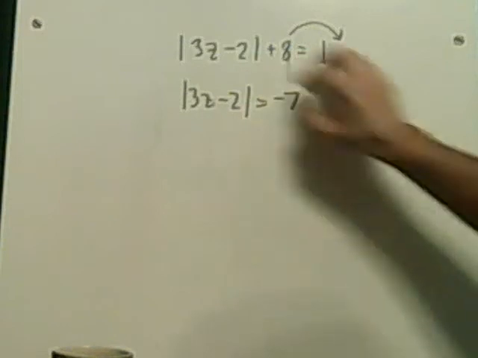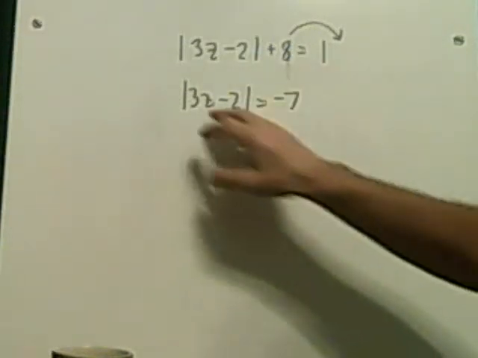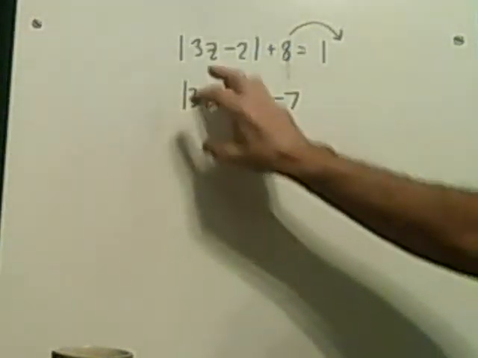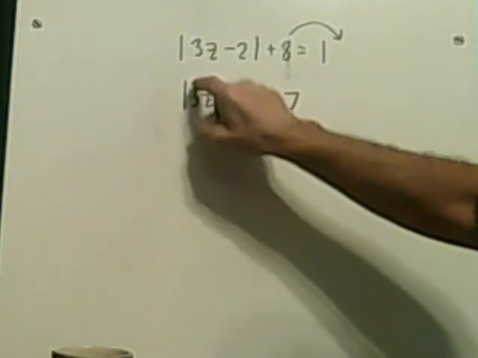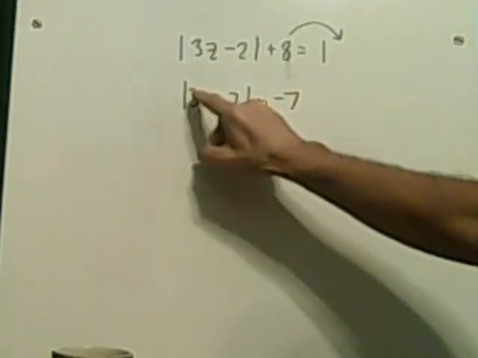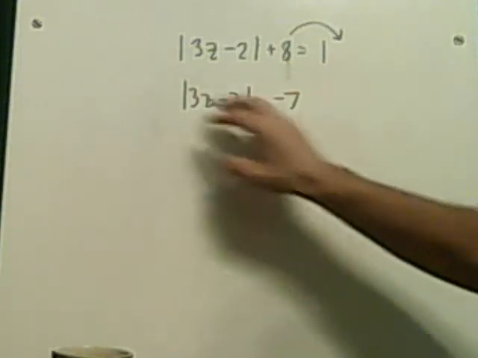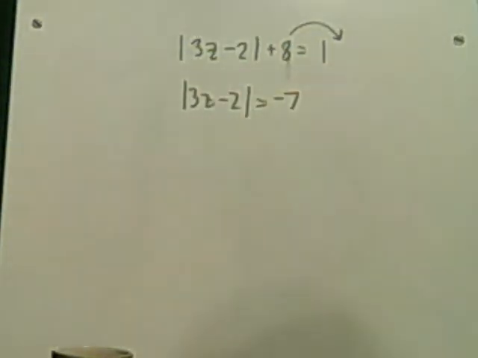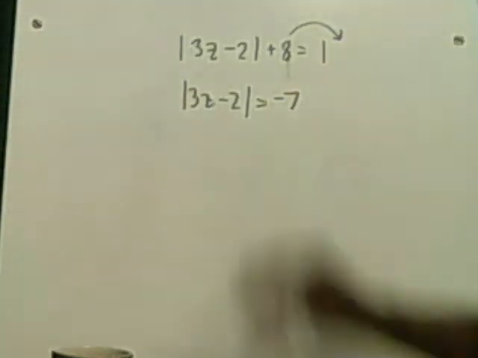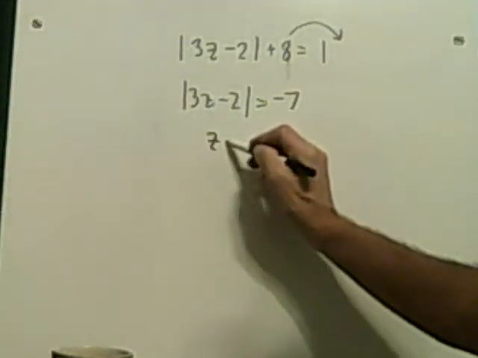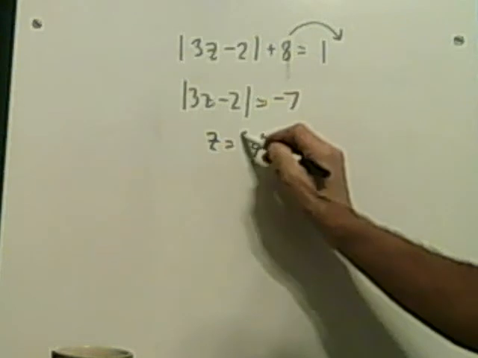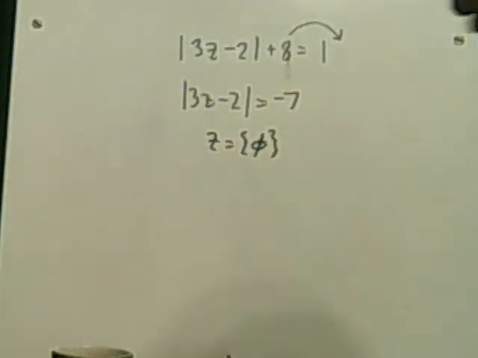The thing is, if you take the absolute value of a number, you will never get a negative. So there's no solution to this. No matter what value you put in for z, whether what's on the left side inside the absolute value were a positive number or a negative number, you can never take the absolute value and end up with -7. So really, the answer here is that z is equal to the so-called empty set, which is there's no solution. That's the set of solutions, is null.